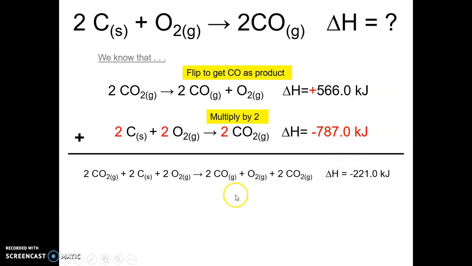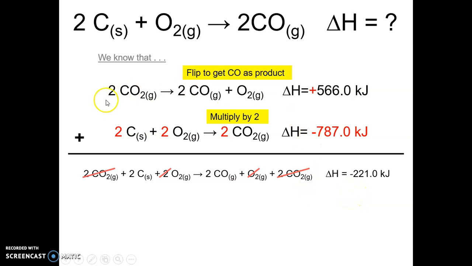Okay, now what I was going for in doing this was trying to make it so that when I canceled like terms on both sides of the arrow, the 2 carbon dioxides, it's a reactant and a product, so we can cross those out. And as you look at it, I've got an oxygen here and 2 oxygens over here, so I can get rid of one of these. And what I'm left with then is the reaction in question. 2 carbons and an oxygen molecule make 2 carbon monoxides. The change in enthalpy will be negative 221 kilojoules for every mole that you run that reaction.